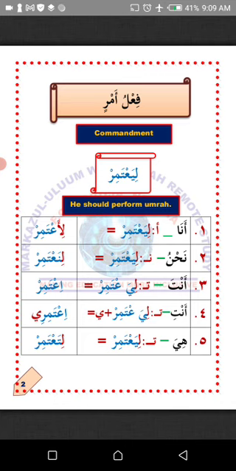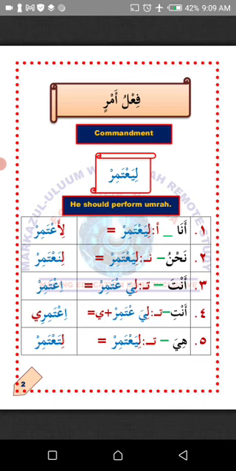Number three, anta, you, representing a single male person. So how do we change the verb liya'tamir to suit anta? All you need to do is to detach lamun and ya'un. Then we bring in a borrowed alif. So the question is, what kind of vowel sound are we going to read the borrowed alif with? The third letter will determine the vowel sound. The third letter, being ta, is taking fatha. So the opposite of fatha is kasra. In that case, we are going to read our borrowed alif with kasra. So the verb liya'tamir will now become i'tamir, which means you should perform umrah, talking to a single male person.